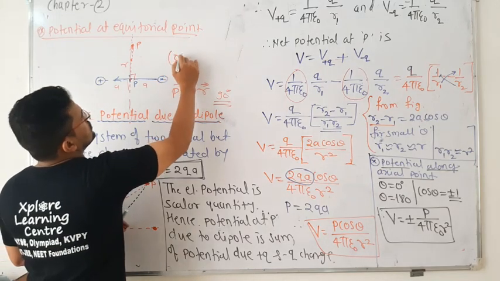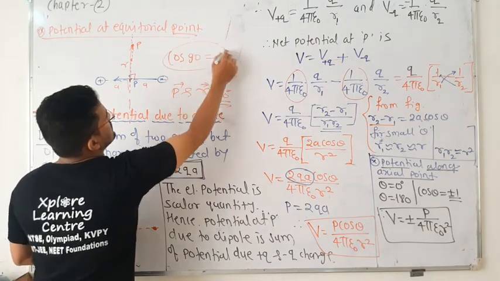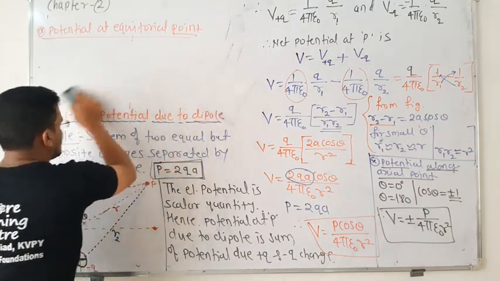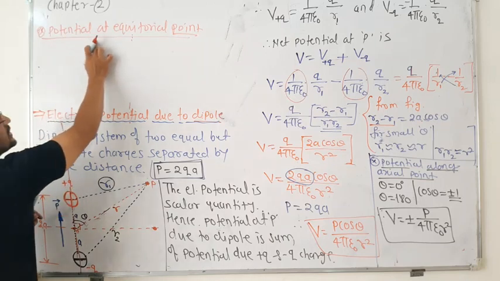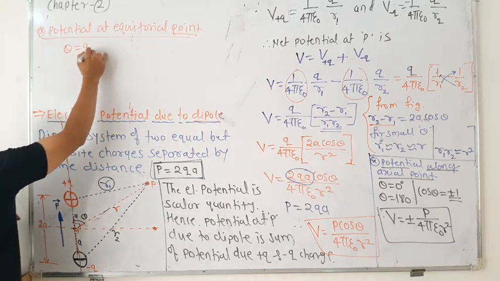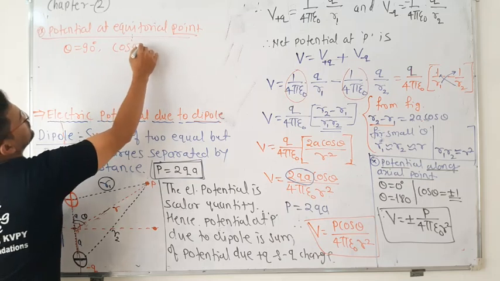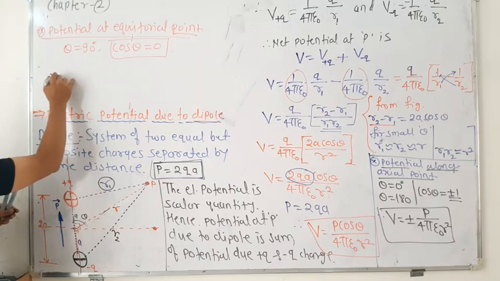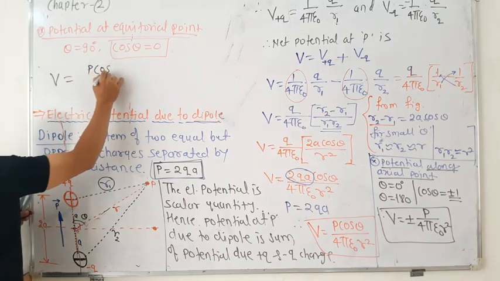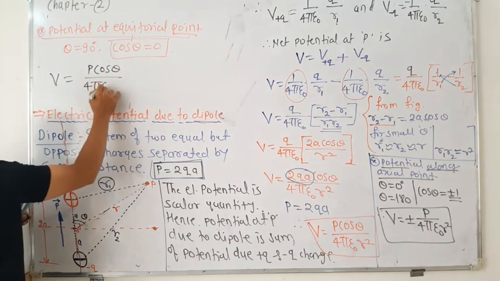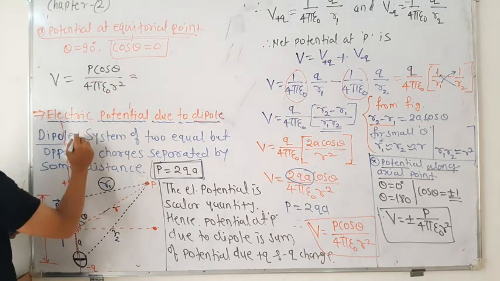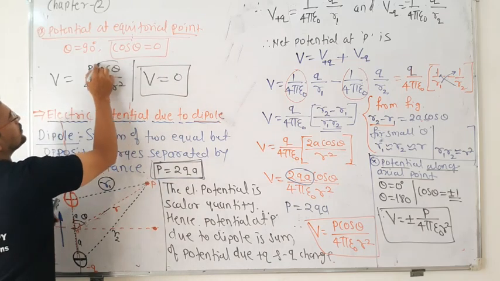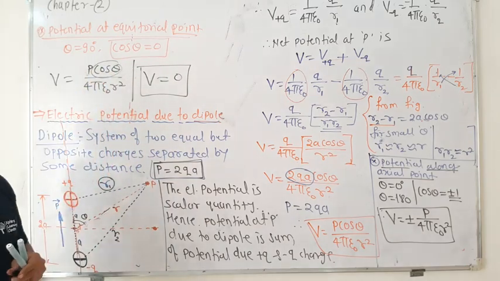Hence cos 90 is equal to 0. So I can write it down here. Potential at the equatorial point: theta is equal to 90 degrees, hence cos theta is 0, because cos 90 is 0. Hence the potential V is equal to P cos theta divided by 4 pi epsilon naught r square. Therefore, the potential at the equatorial point is 0. Why? Cos theta becomes 0, and 0 multiplied by anything gives 0.